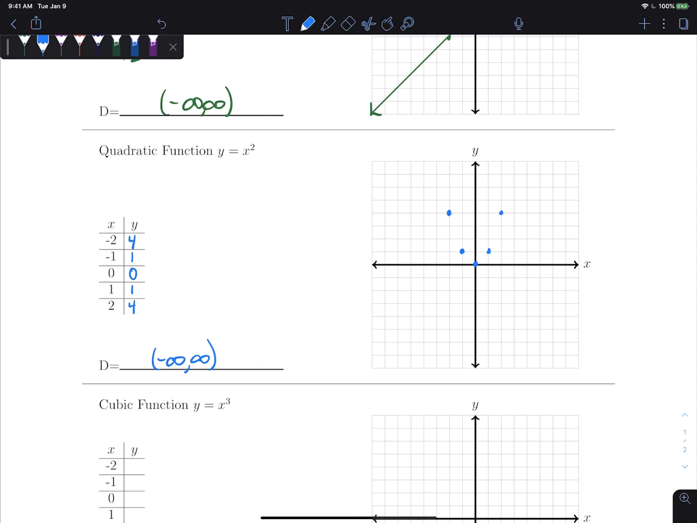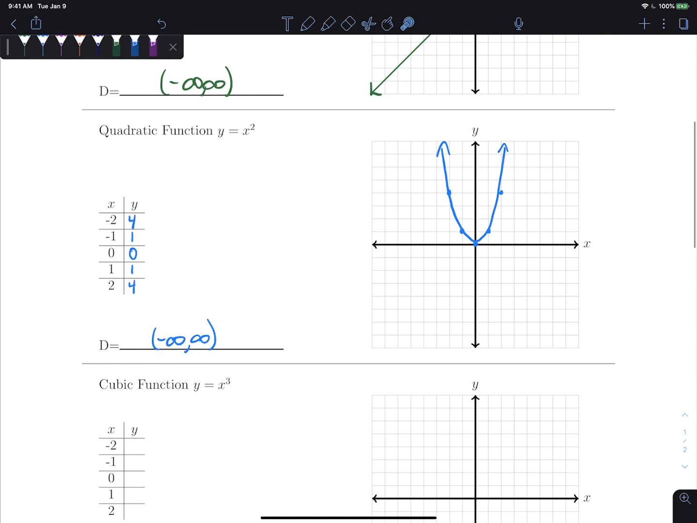And be very careful, don't make this look like this or anything like that. That's just wrong. Don't do that. Also, be careful to try to make this look smooth as much as possible. And connect all these with a curve, and this is the shape of a parabola. All quadratic functions are in the shape of a parabola. Excellent.